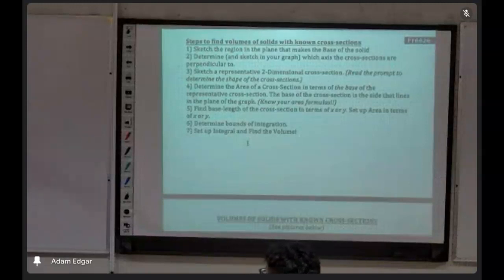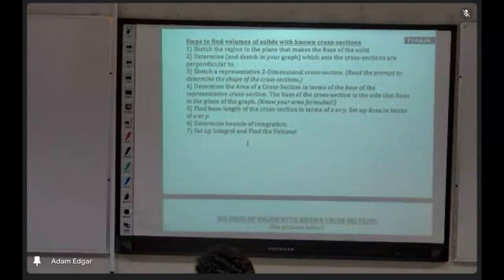Alright, steps to find solids using known cross sections. So yesterday we talked about the general idea, and then here's more of a step-by-step process. So while you guys write that down, I'm going to get up the first example here on the board.